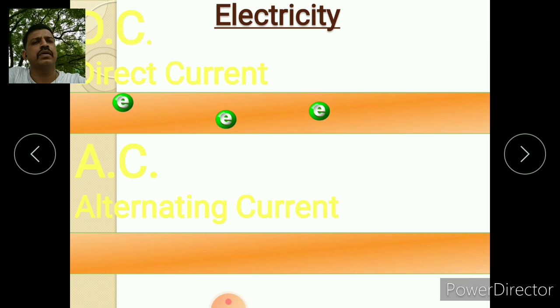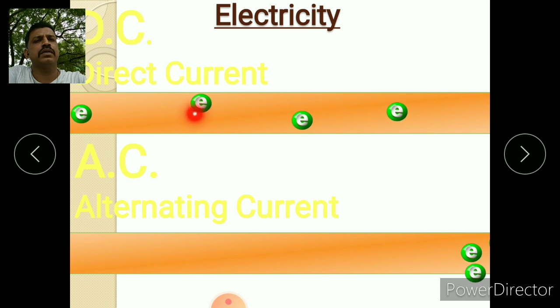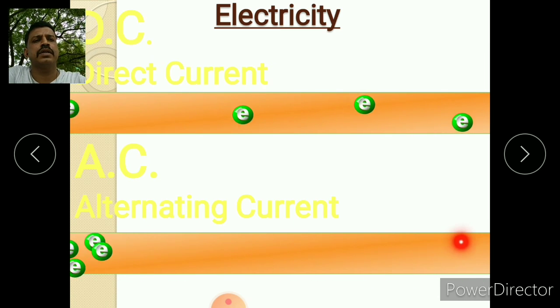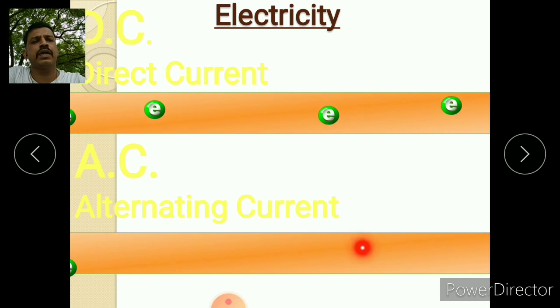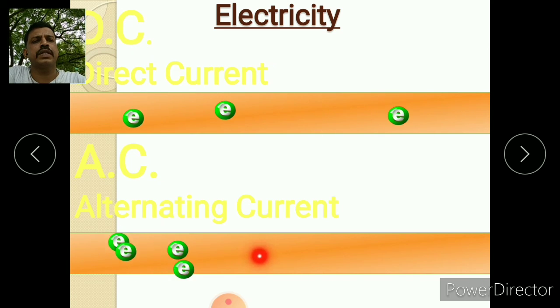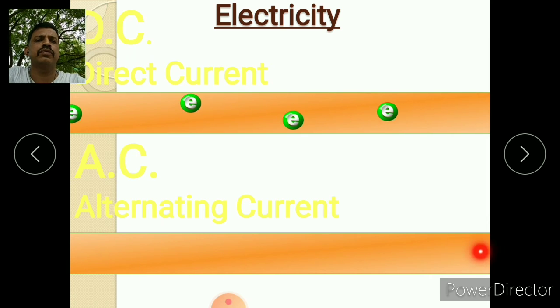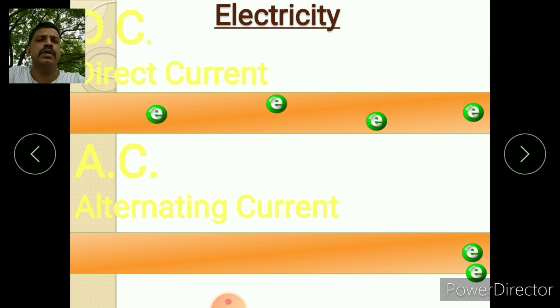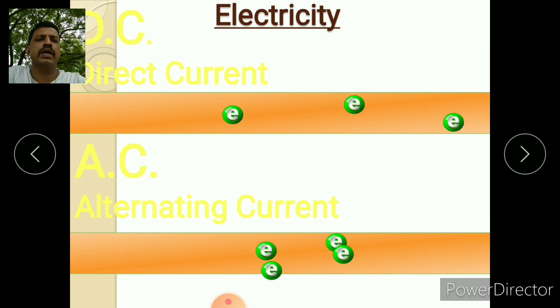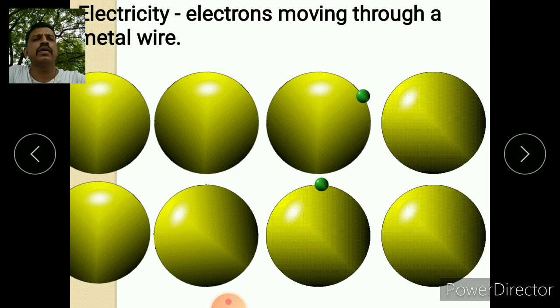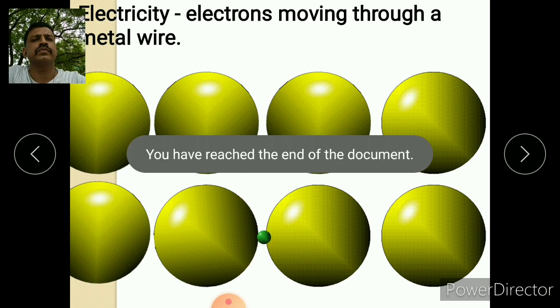So like this, it is shown that the direct current is flowing in one direction, and this is alternating current, it is moving left to right, to left. Means if we say that right is positive, then left is negative. So positive to negative, like this. The alternating current is flowing in both directions, and direct current is flowing in only one direction. The electrons are moving through a metal wire like this. Okay, thank you.